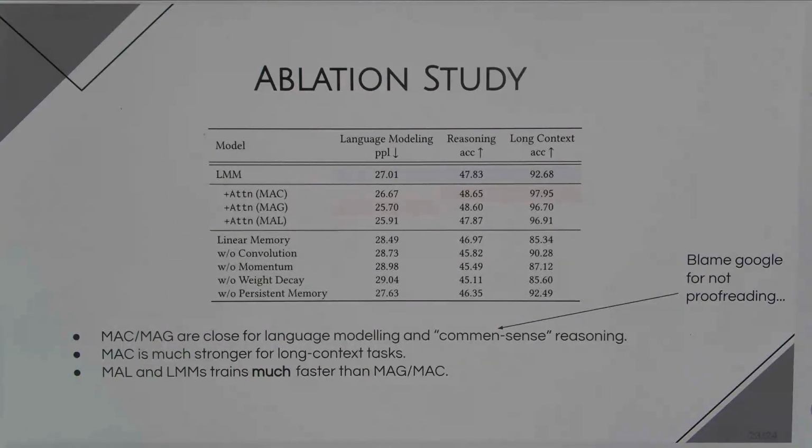And an ablation study, so they just compared different types of MAL and exactly why certain combinations work. I didn't go over every detail about linear memory because they did various tests of convolution, momentum, weight decay, and persistent memory. I think the only one I didn't really go into was the convolution step. But essentially, you're going to see how MAC and MAG are very, very similar, but MAC is going to be stronger, at least over long periods of time. And both of them are going to be faster than MAC and MAG. I didn't include the graph for that, but that's just informing you of their findings.